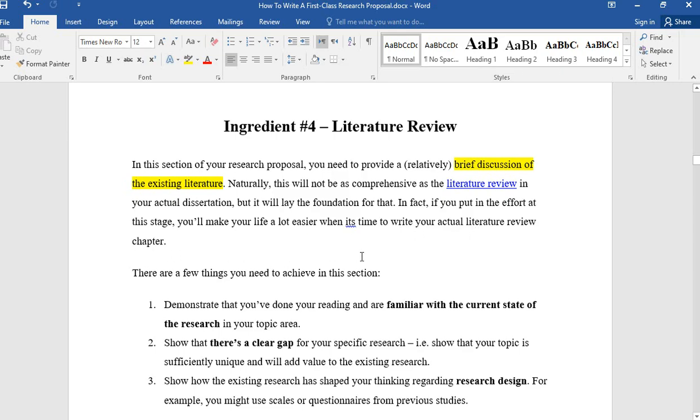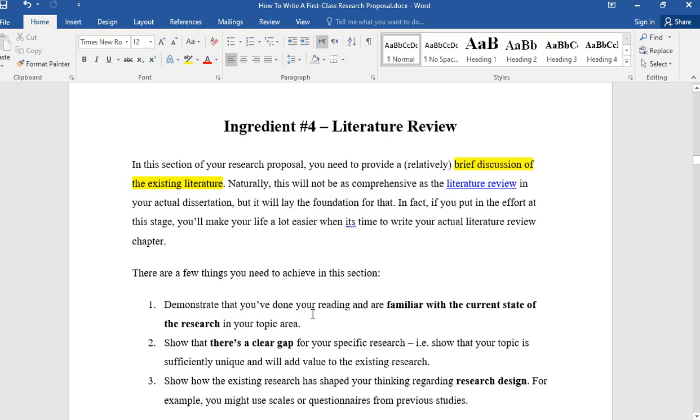Okay, so be careful about this section of your proposal, because when you start writing the literature review of your actual thesis, you will be comfortable if you have done it appropriately, if you have gathered appropriate articles related to your topic. That's why I told you to study about 100 papers related to the topic that you want to choose. There are a few things you need to achieve in this section.